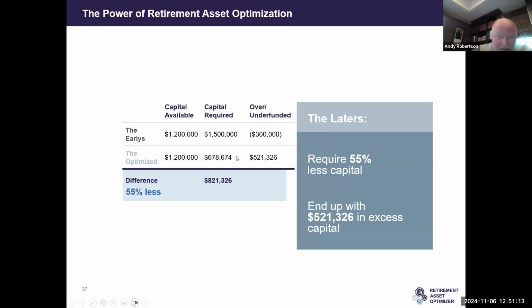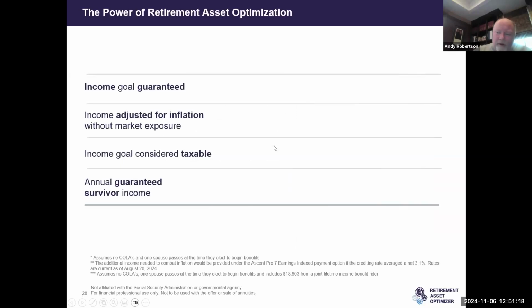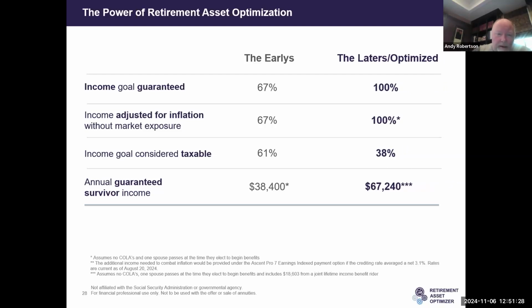In this case, $521,000. This is a game changer for your client. It's a game changer for you. We just took the plan, the earliest plan, from having 67% of the income guaranteed to 100% of the income guaranteed. From 67% of the income being adjusted for inflation because of the product I chose with a performance-based solution, to 100% of the income being adjusted without market exposure.